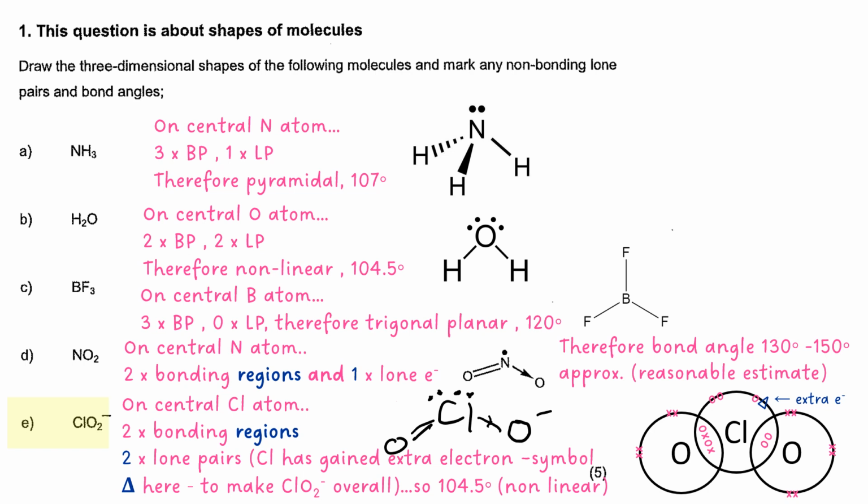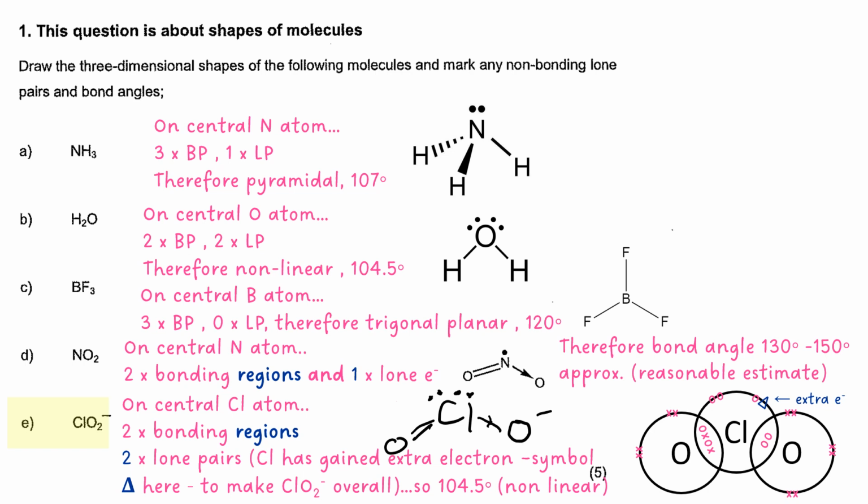This is deliberate in the question because they've already made you think a little bit about NO2. And with that kind of structure, with a dative covalent bond on one side and a double bond on the other, you could actually apply it across to this as well. Not forgetting, of course, that you now have 2 lone pairs on the chlorine. So this now follows a similar model to water, doesn't it? So it's 2 bonding regions and 2 lone pairs.